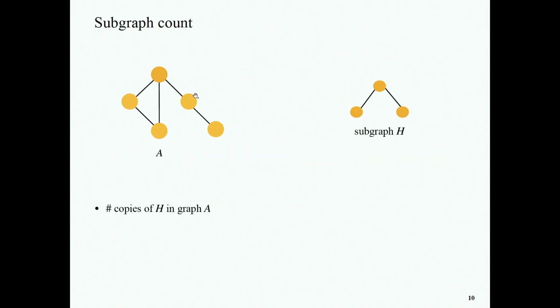Our idea is using subgraph counts. Let me remind you: this is graph A, and we have a subgraph H, which is a wedge containing two edges. The subgraph count of H in A just counts how many copies of H appear in A. In this example, you can count 6 copies. This is one way you can grab some global information about the network structure.